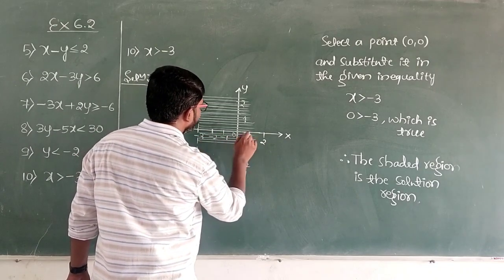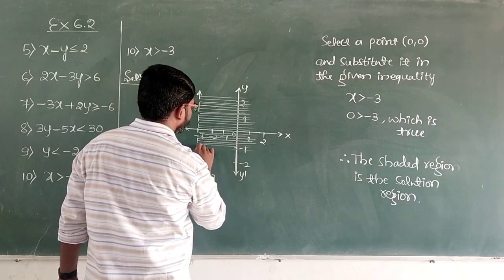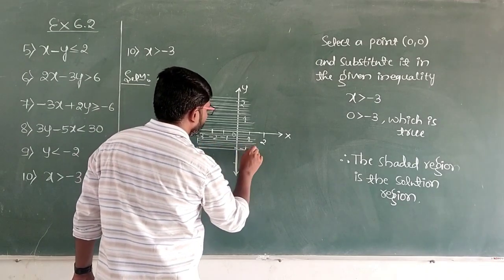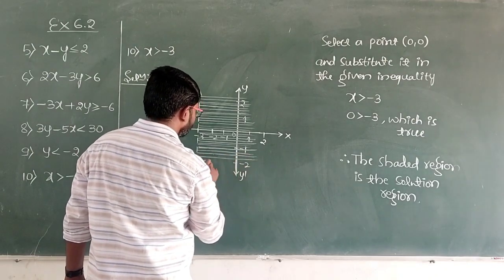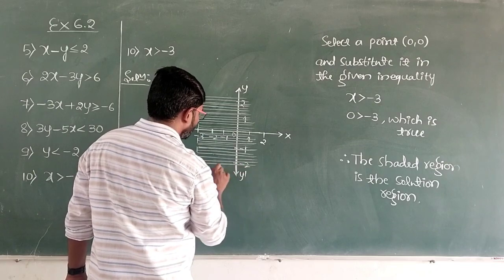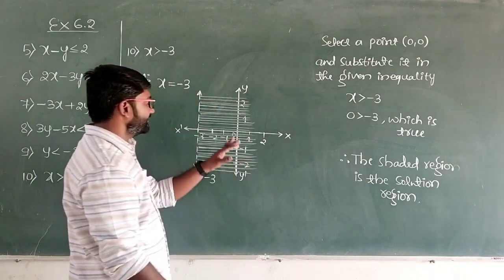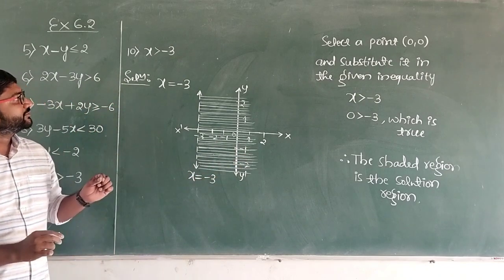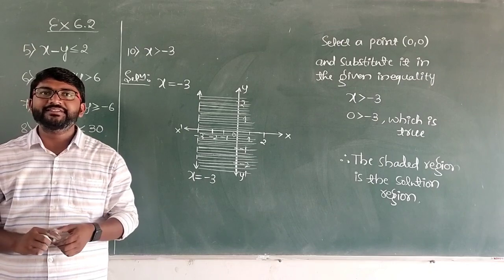The given inequality is a strict inequality. We should not consider the points on the line. We have to exclude them and consider only the points in the shaded region. So those points will be part of the solution. This shaded region is the solution region. So this is all about question number 10. With this we have completed exercise 6.2.